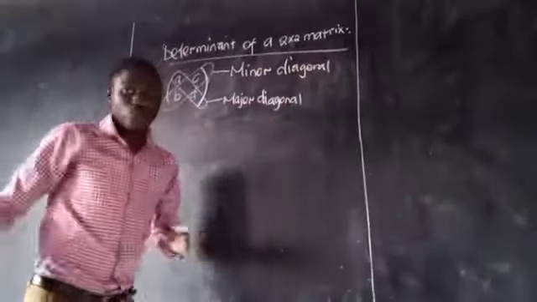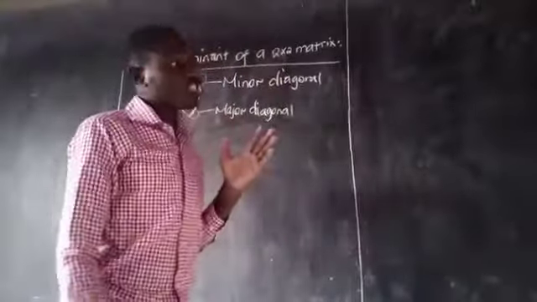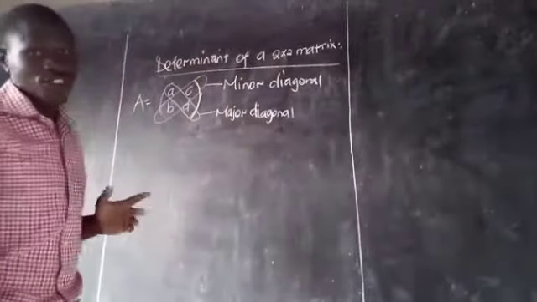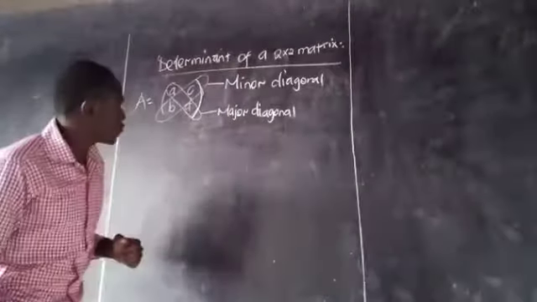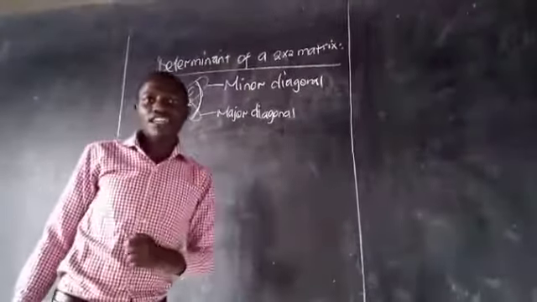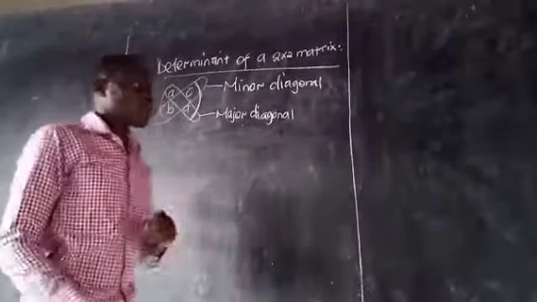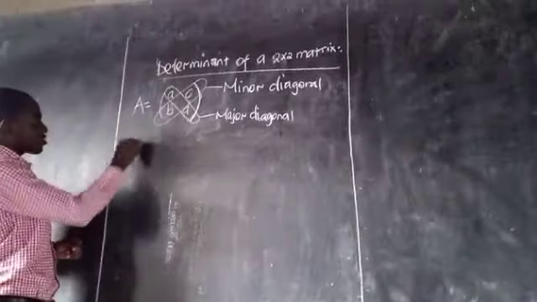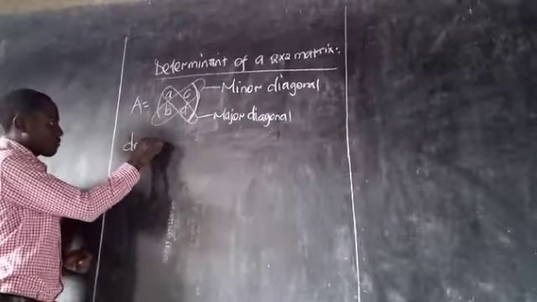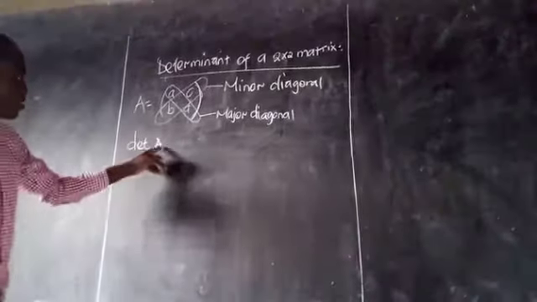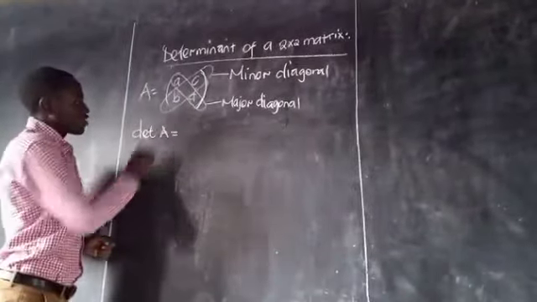So the first step for you to be able to compute the determinant of a matrix, you must be able to identify a major diagonal and a minor diagonal. Let's see, if we know the major diagonal and the minor diagonal, how are we able to compute the determinant of a matrix? We shall say a determinant of a matrix is denoted by det of A. Wherever you find det of A, you know they are talking of the determinant of matrix A.